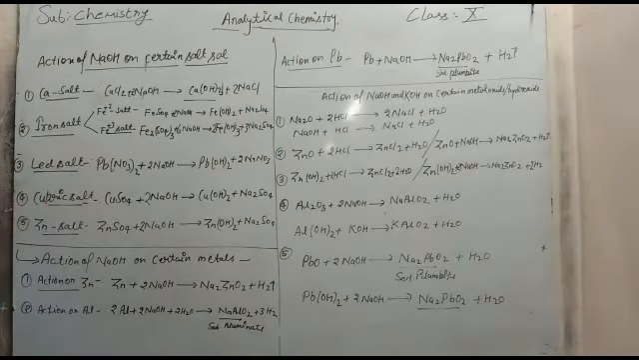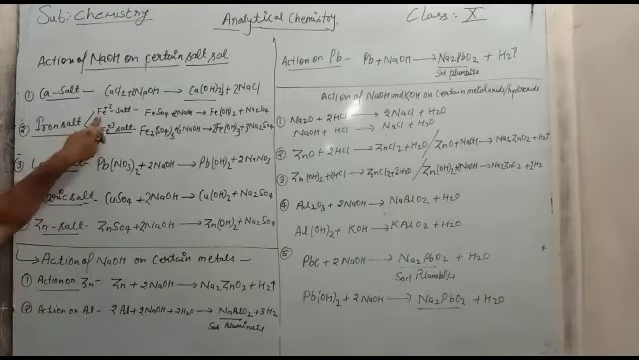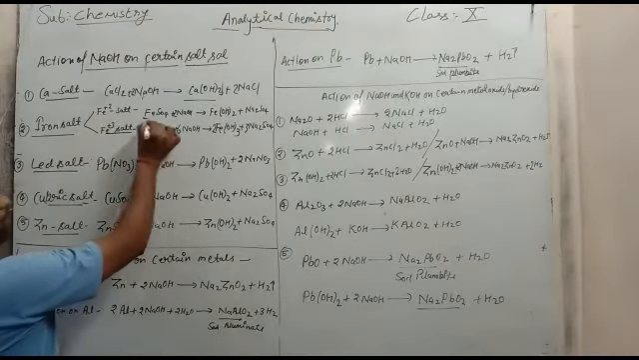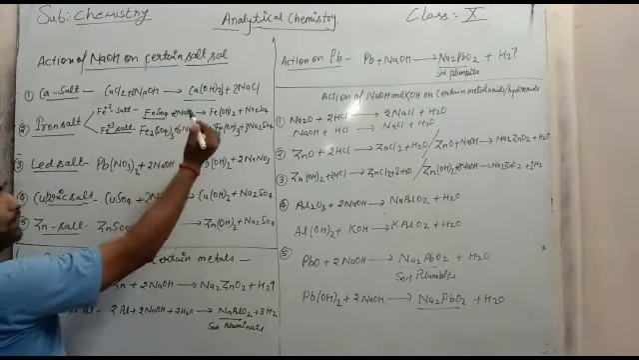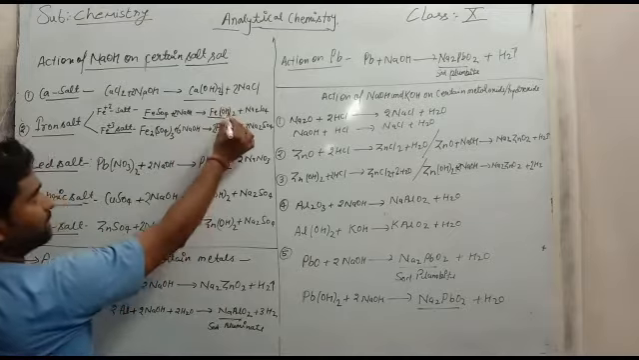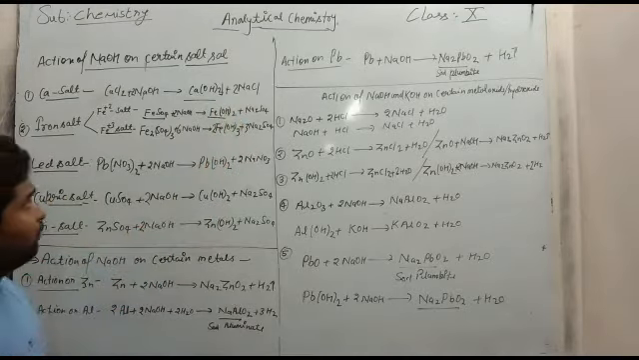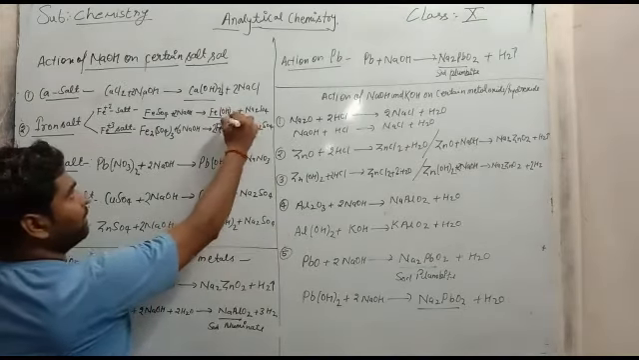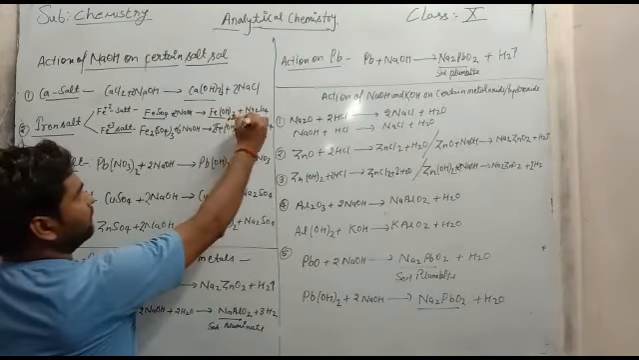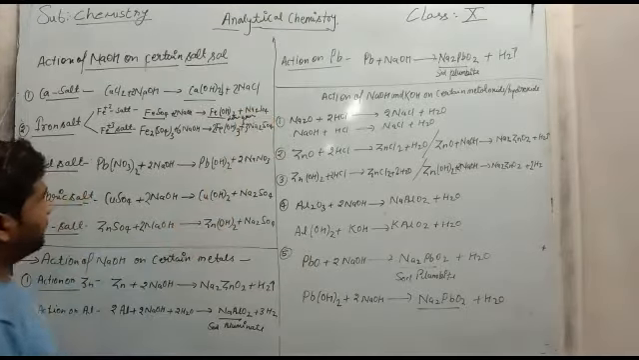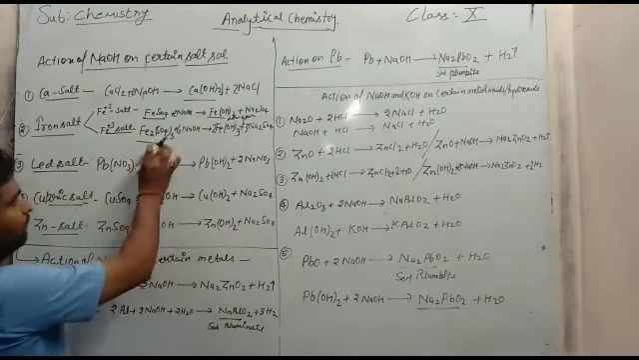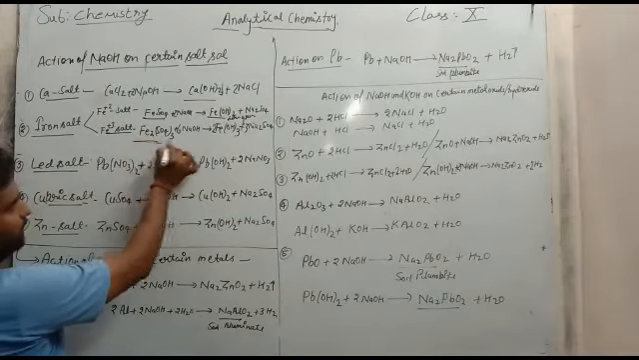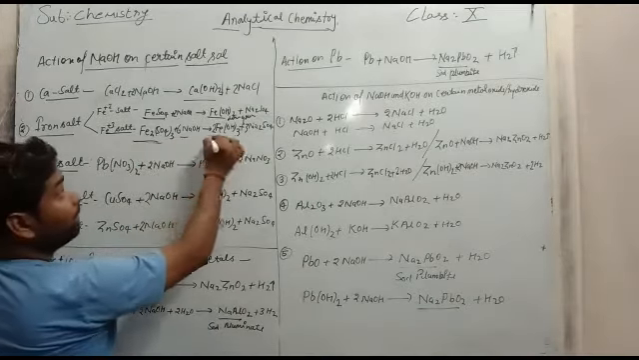Now the next salt is iron salt. You know very well iron contains two types of charge, Fe+2 and Fe+3, that means the ferrous ion and ferric ion. When a ferrous salt like ferrous sulfate reacts with sodium hydroxide, it gets converted into ferrous hydroxide. You know very well what the color of ferrous hydroxide is? Dirty green. Now next, in the ferric salt, when ferric sulfate reacts with sodium hydroxide, it gets converted into ferric hydroxide.